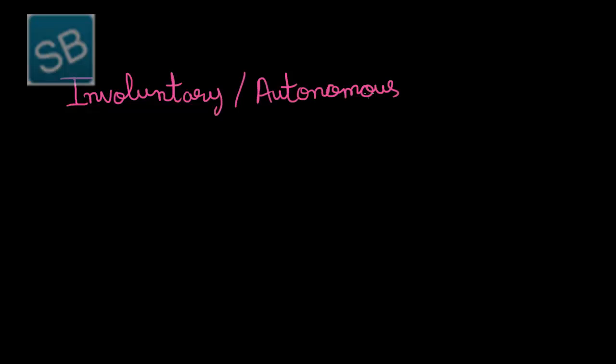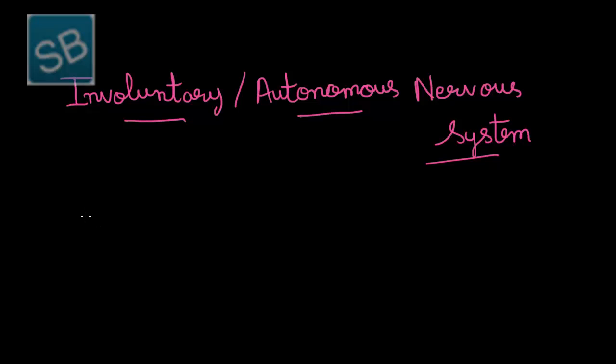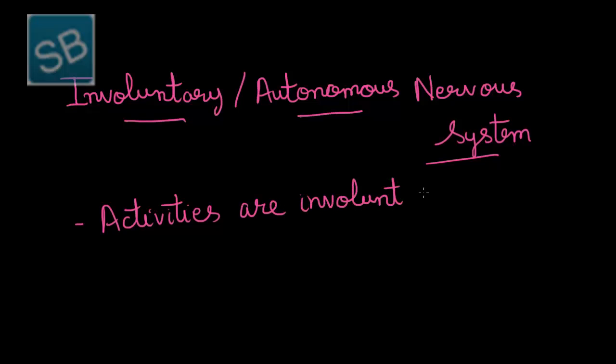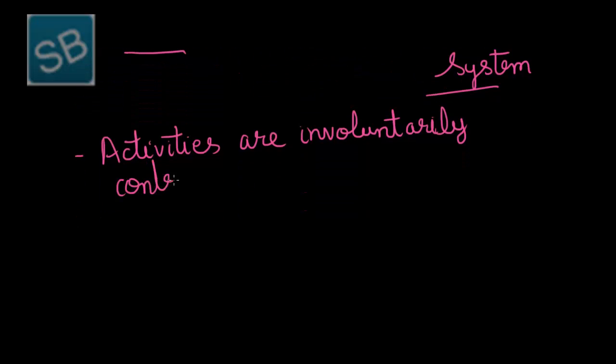Now let us study about another type of nervous system, that is involuntary, which is also known as autonomous nervous system. This type of nervous system is totally opposite to that of the voluntary one. In this, the activities are involuntary, not controlled by the animal. That is, the involuntary activities occur randomly without any control of the animal.